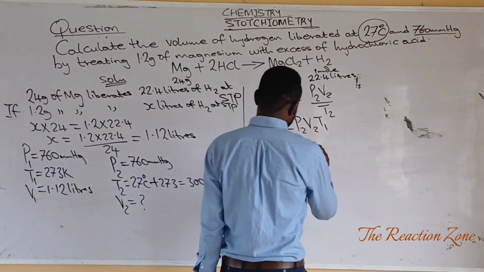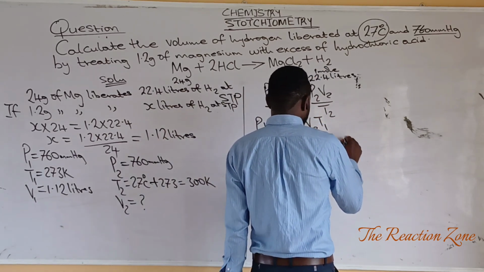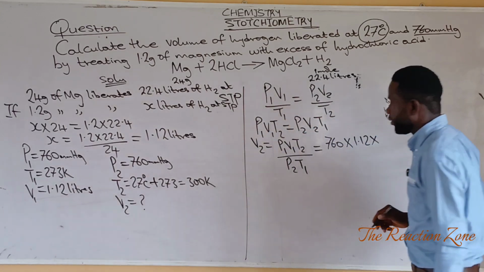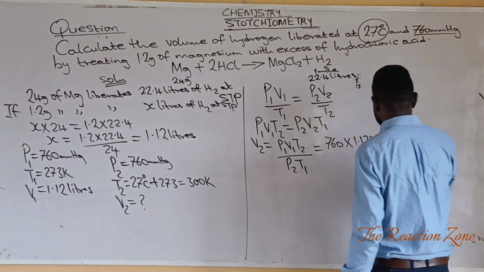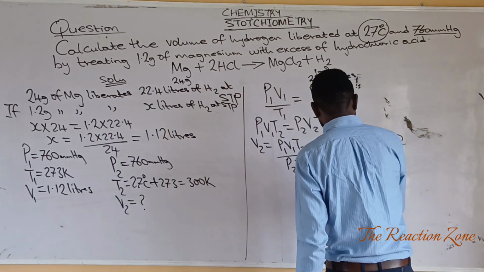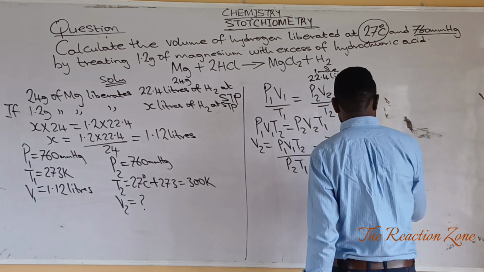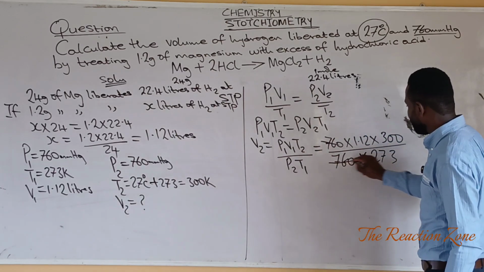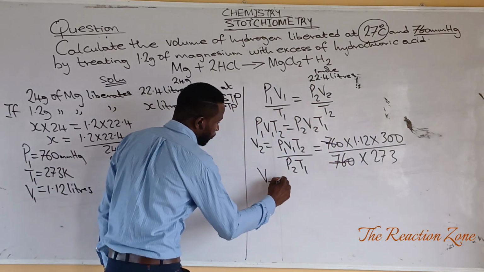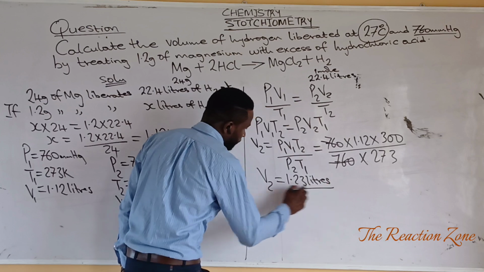Putting the values of the parameters, P1 is 760, V1 is 1.12, T2 is 300, P2 is 760, and T1 is 273. Now this cancels this, and the value of V2 will be 1.23 liters.